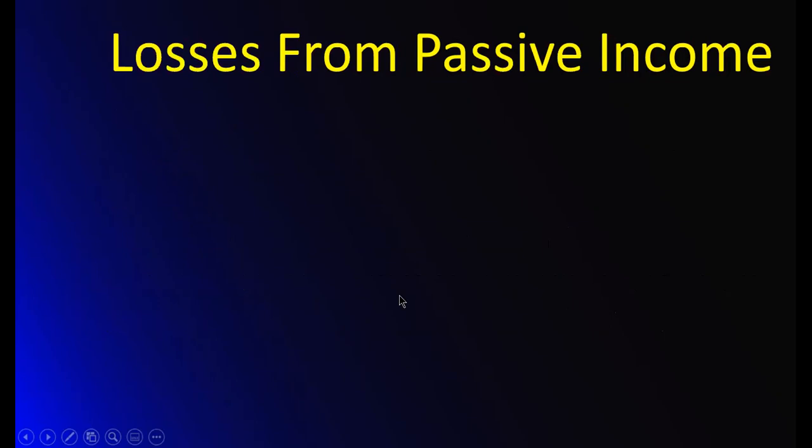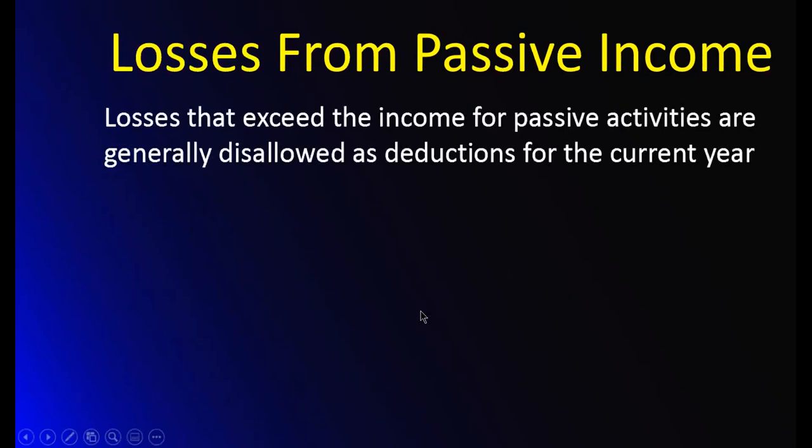Now, losses from passive income. This is important because this is actually kind of cool. Turns out, if I have gains, I've been making money, and now I've been losing too. I have my expenses for it and my losses are greater than my gains. I have a loss overall, right? Well, my losses that exceed the income from passive activities are generally disallowed for deductions for the current year. So you can't deduct it. It's not considered a deduction for that year. Because it's your gains minus your losses, minus your expenses equals your profit or loss, right? And you have a loss. So that loss cannot count as a deduction for the current year.